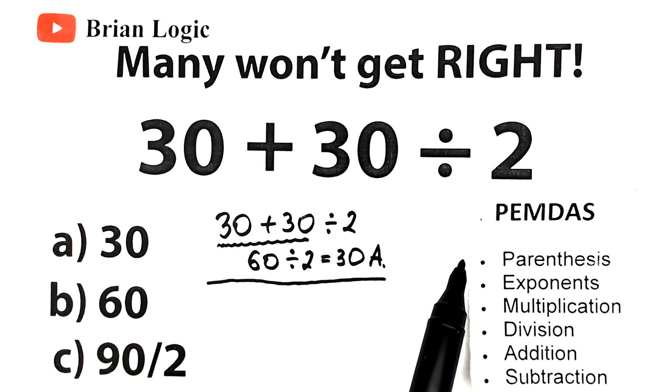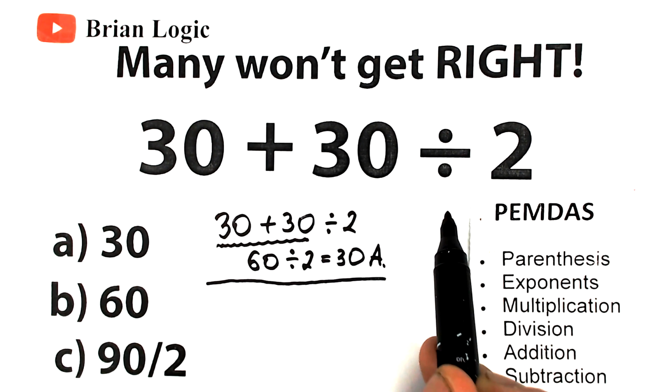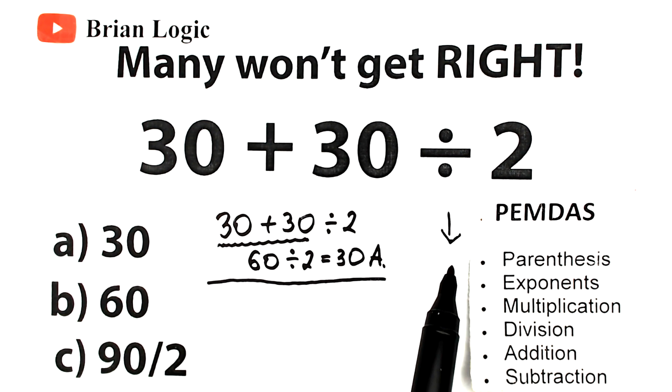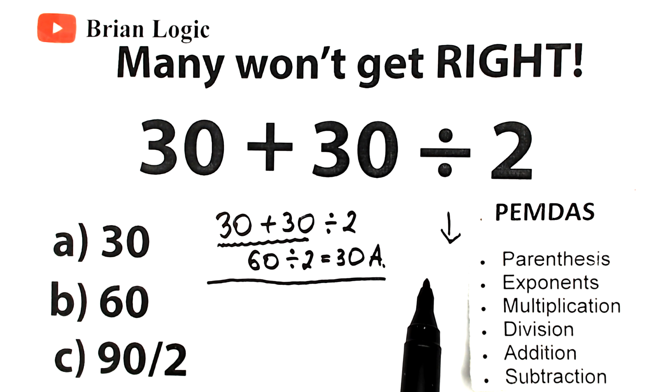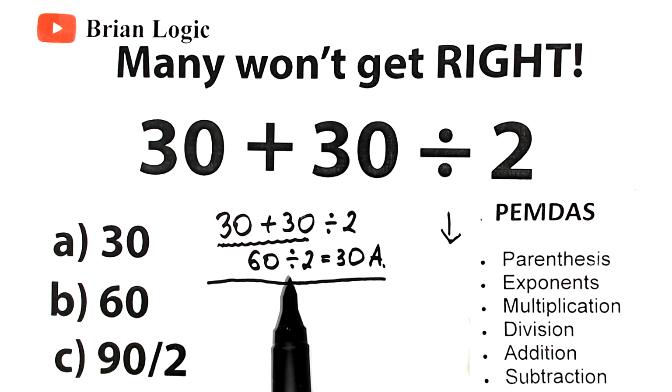Parentheses are evaluated first, so from the top to the bottom right here. Parentheses are evaluated first, followed by exponent, then multiplication or division is performed, followed by addition and subtraction. Okay, so why is PEMDAS important? PEMDAS is important because we need to know what order to perform the operations in to get the right answer.